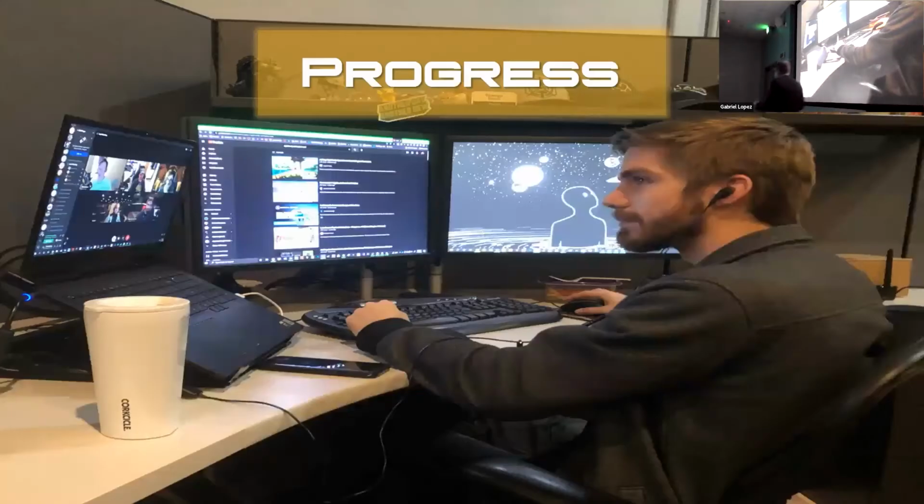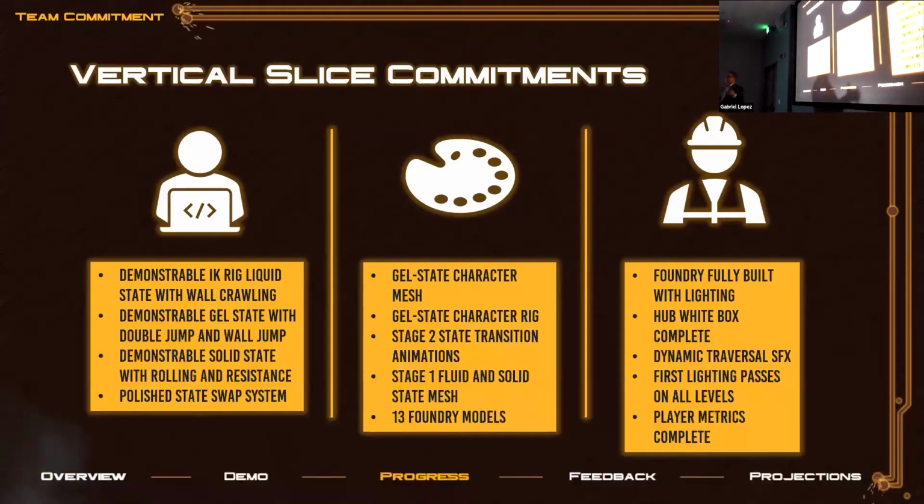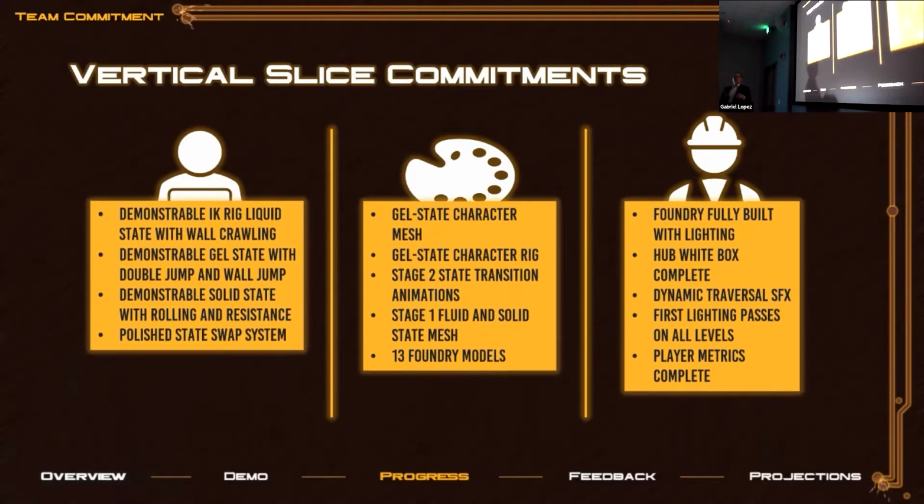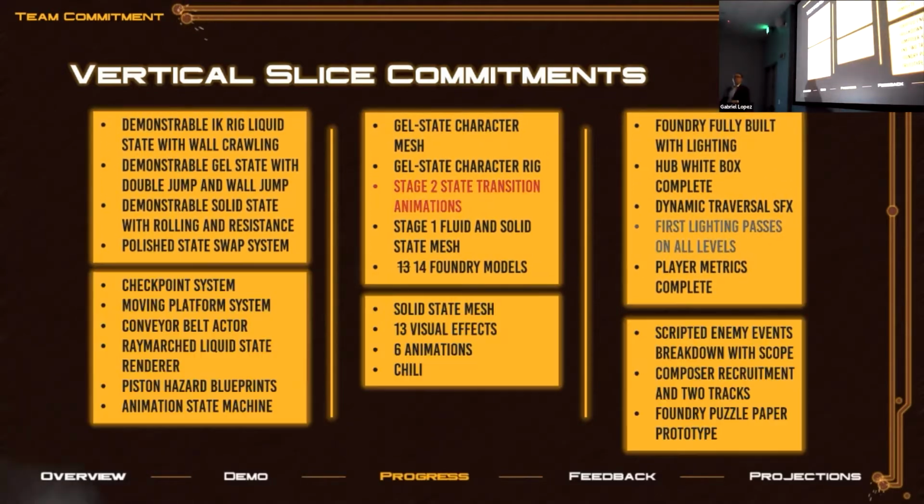Alrighty, so now you've seen our demo, and we want to take a second to dive a little bit deeper into the progress that went to make this demo possible. Now, we showed you all this slide in the last status update, and we showed all the commitments that we wanted to make for vertical slice. And I am very pleased to be able to announce that we have gotten almost all of these in, plus a few more. Now, you will notice the one item in red.